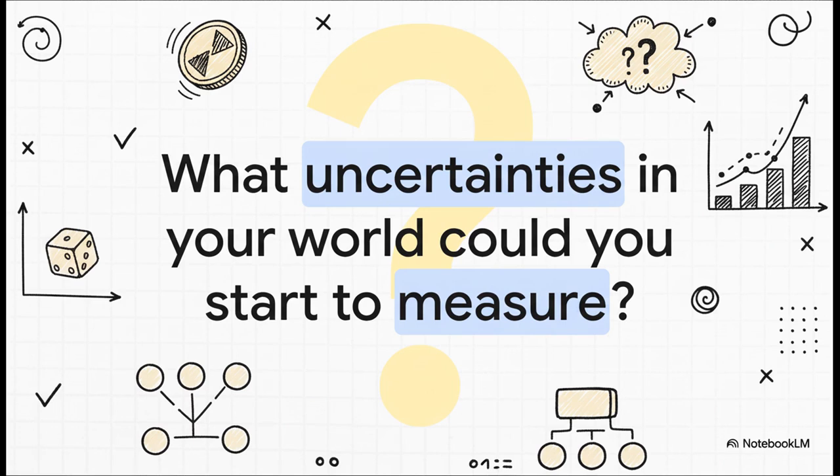So think about what we just did. We took something random, defined it, assigned it numbers, and built a whole blueprint that tells us its probabilities. We've basically created a framework to quantify uncertainty. And that leaves us with a final thought. Now that you see how you can map out the chances of a simple coin toss, what other uncertainties in your world could you start to measure and maybe understand a little better?